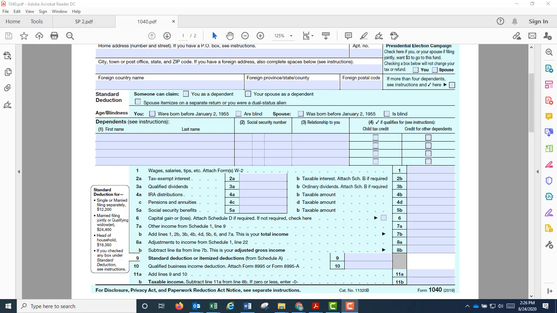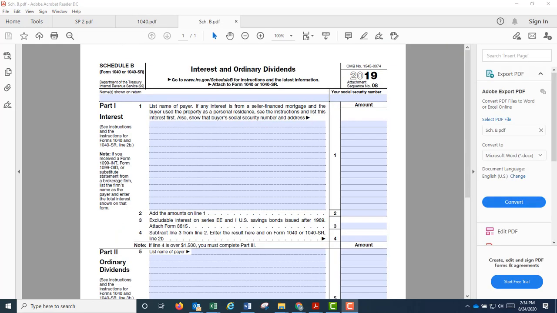And is Schedule B required? Because line 2B says attach Schedule B if required. What is the criteria for this requirement? If interest or dividends are more than $1,500, then this schedule is required. It's just an informational type of schedule, just listing out the payers and the amounts.